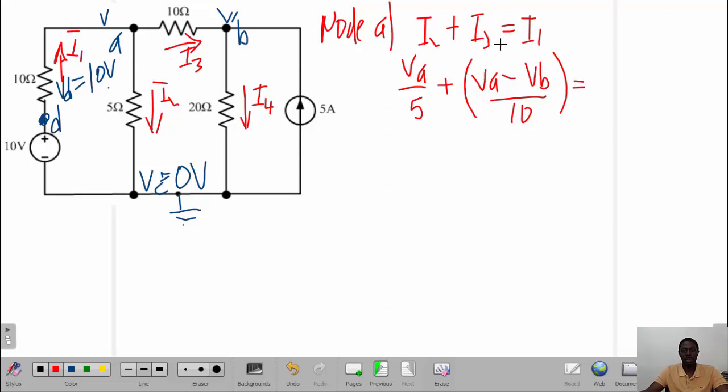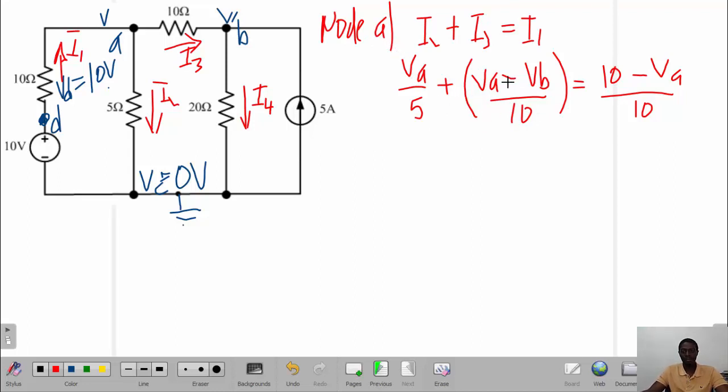This must be equal to, so we look at our node here, which is an imaginary node, which has the potential of 10 volts. So I1 is 10 volts minus VA, over 10. So we've got 10 minus VA over 10. And that is the equation that we make on node A. And we simplify the equation further.